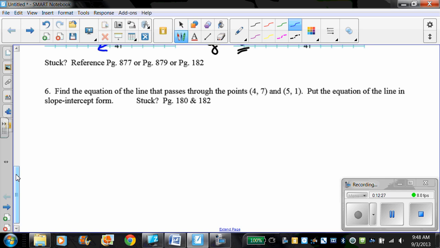Number 6, it says find the equation of the line that passes through these 2 points. Put the equation of the line in slope-intercept form. So slope-intercept form, folks, is that y equals mx plus b. So it's that form versus the standard form like we saw in number 5. Now, in order to find the equation, it is actually a 3-step process. Step 1 is you need to find your slope.